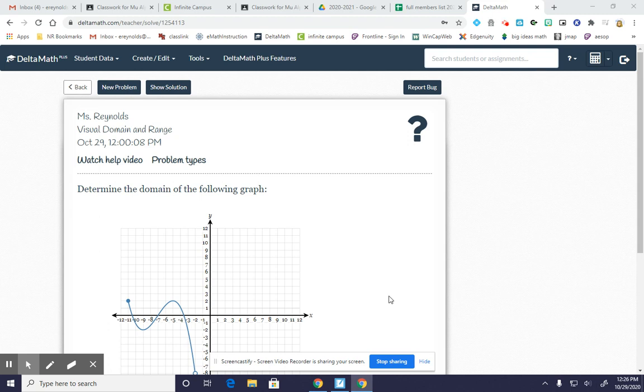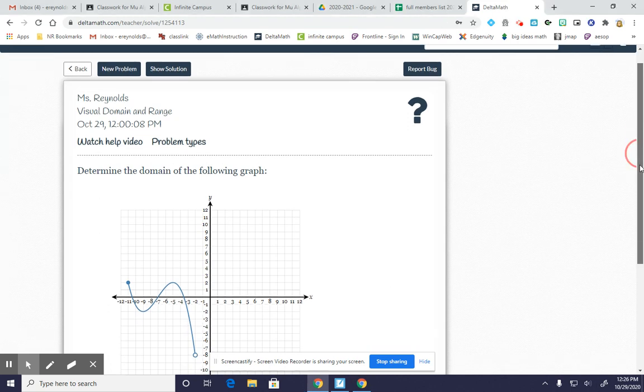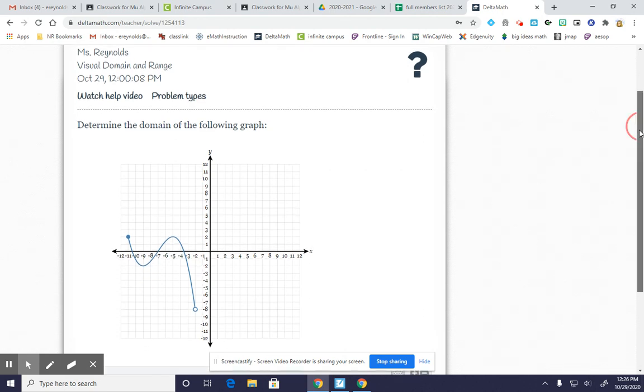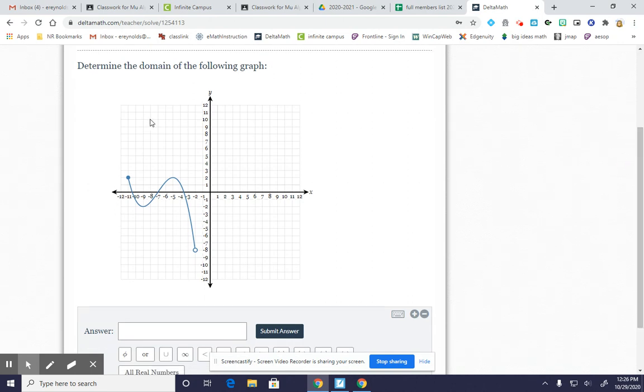Okay, so a couple of you have asked me to clarify how these domain and range problems on Delta Math work, so I'm just going to use this video to go through a couple of examples. So remember that domain talks about the x values that are covered by the graph. So the x-axis is this horizontal axis right here. So from left to right, how much of this graph is covered is what the domain is.